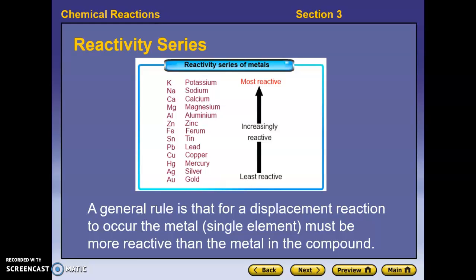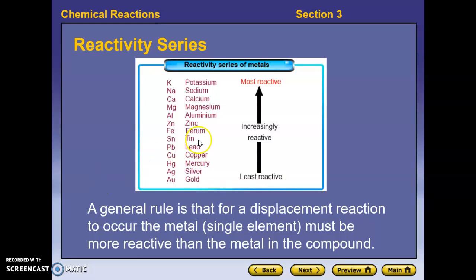To decide if the reaction is going to take place or not, we need a series like this. It's called a reactivity series. And what it shows us is, in order from most reactive to least reactive, many of the metals. So our general rule then is that in order for the reaction to occur, the single element that's trying to join must be more reactive, therefore higher on this reactivity series, than the element that it's trying to replace.